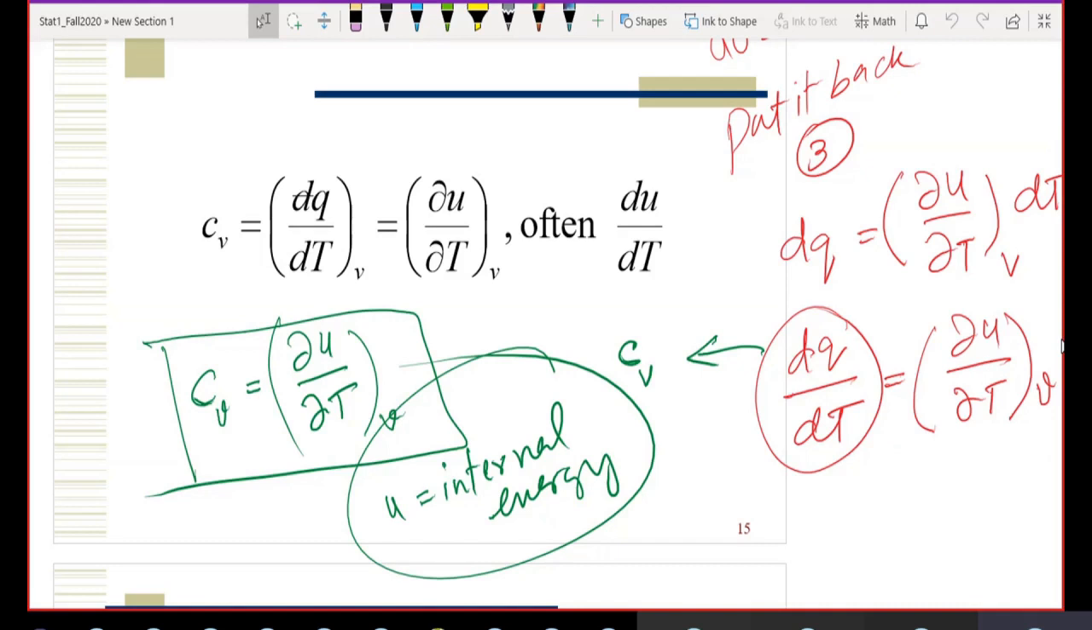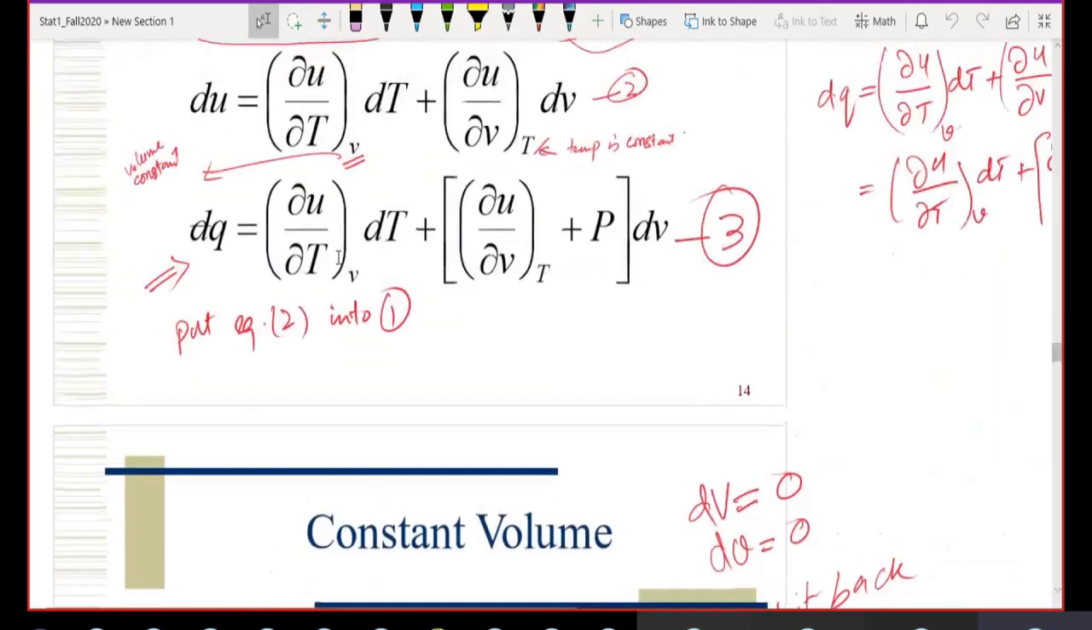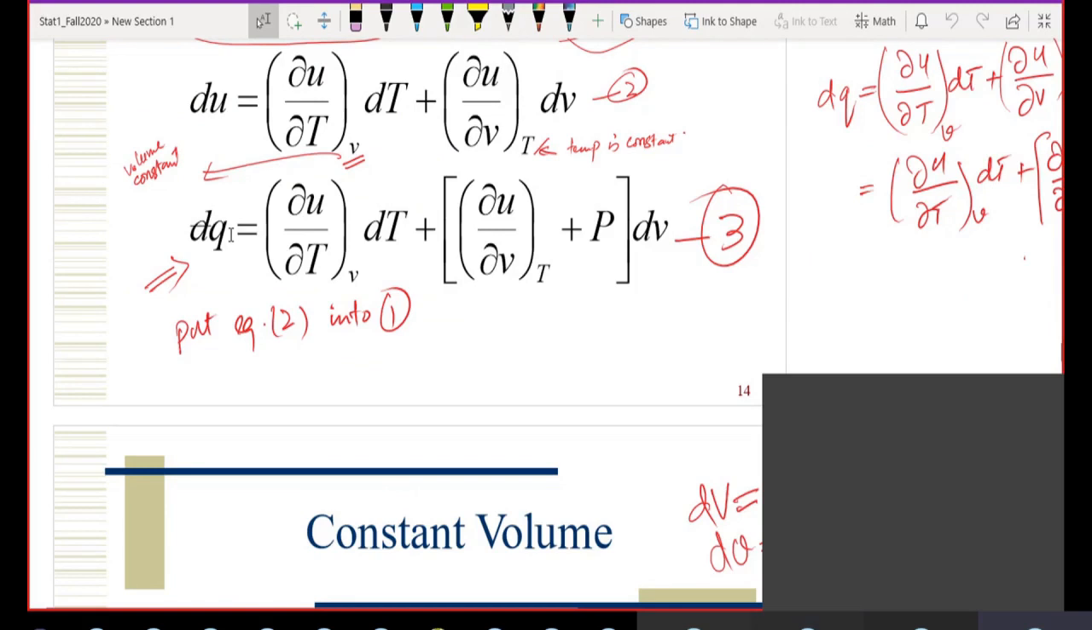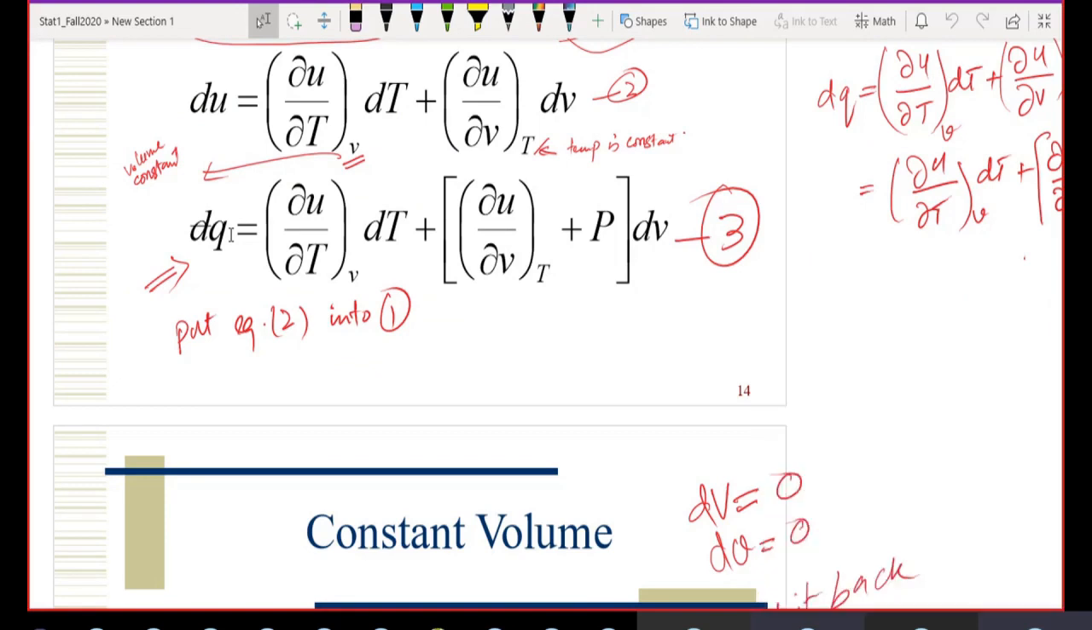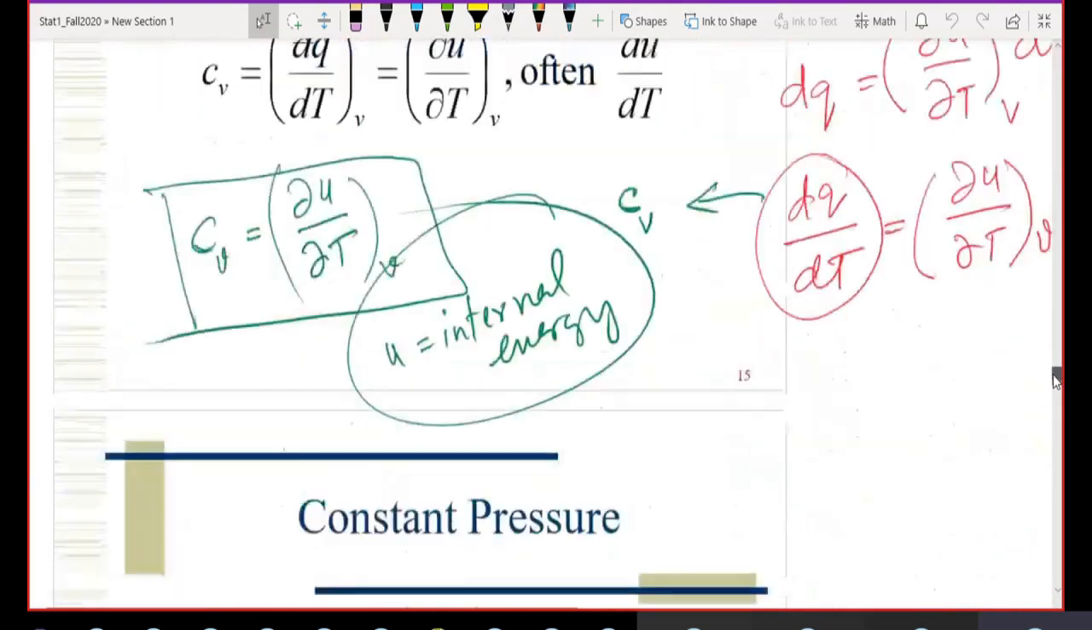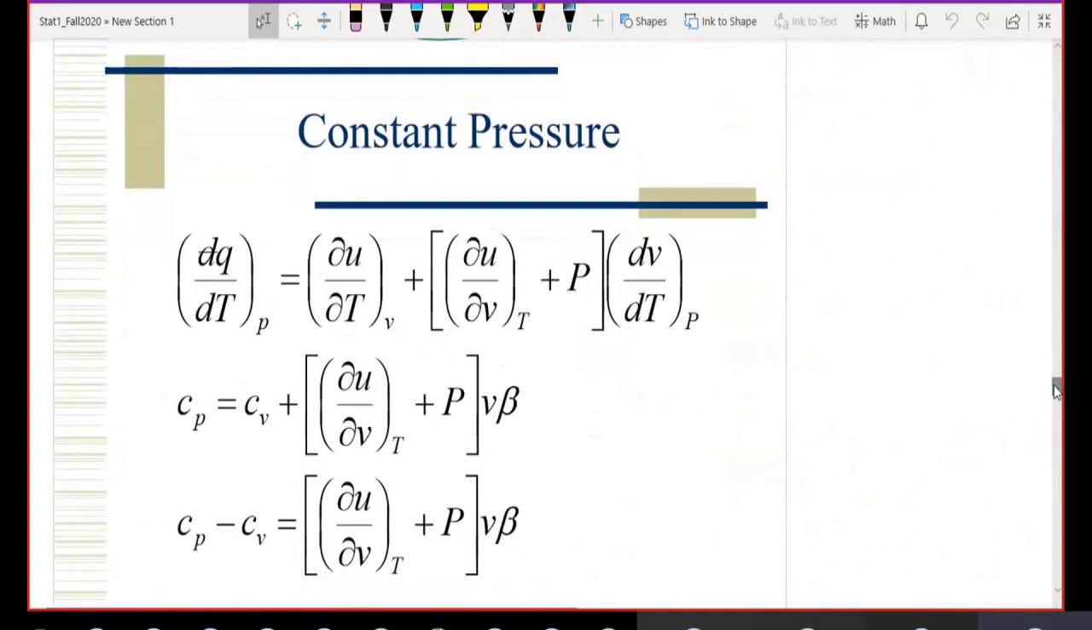Okay, and now we want to manipulate heat capacity at constant pressure. So we go back to our equation 3 again. This equation I defined before. And what we do to this equation, we divide both sides with dt. We divide both sides of equation 3 with dt. I write it on this slide.